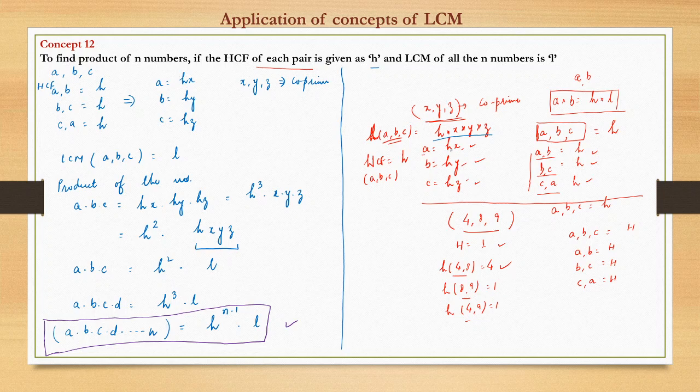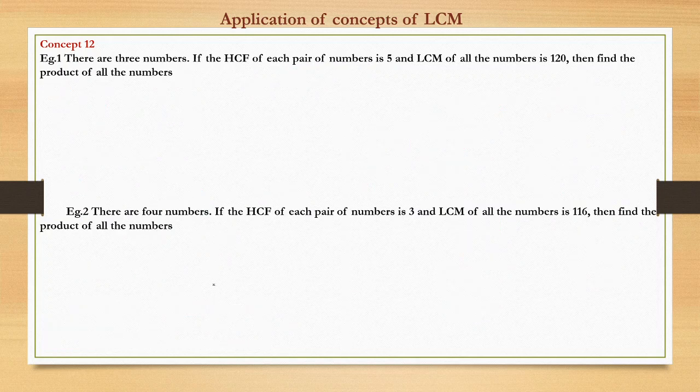And the LCM, what would be the LCM? Because X, Y, Z are co-prime and H is the common factor, the LCM would be H times X, Y, Z. This we have seen, right? Using this we have derived the general formula. So if there are four numbers, the product of four numbers would be the pairwise HCF of each pair raised to power 4 minus 1, that is 3, into the LCM of all the four numbers. Fine. So now we'll move to a question.